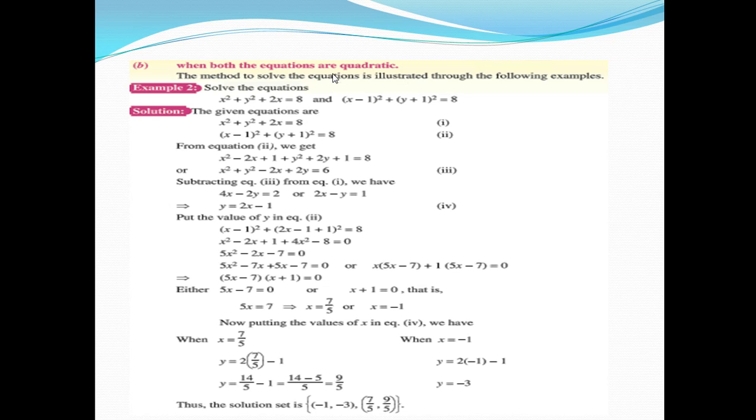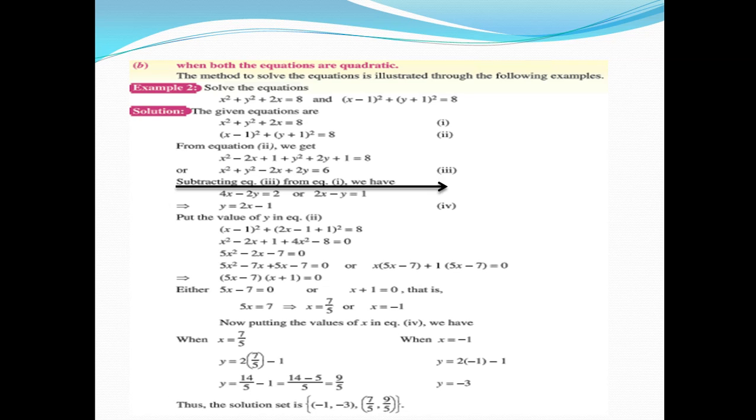When both equations are quadratic, the method to solve the equations is illustrated through the following examples. Solve the equations; they are both quadratic equations. The given equations are x square plus y square minus 2x is equal to 1, equation number 1, and x minus 1 whole square plus y plus 1 whole square is equal to 8, the second equation. From equation 2 we get x square minus 2x plus 1 plus y square plus 2y plus 1 is equal to 8, so x square plus y square minus 2x plus 2y is equal to 6.